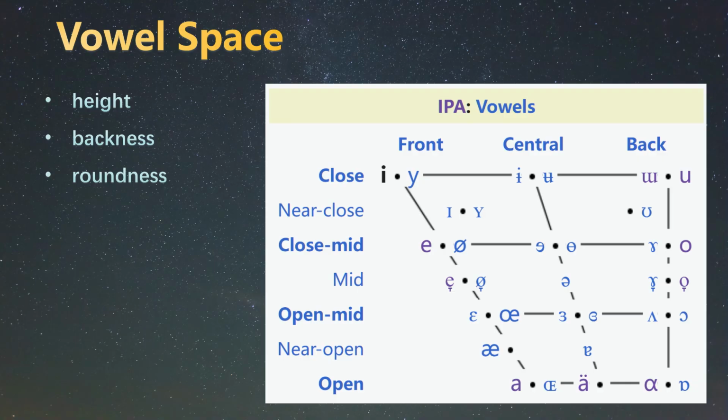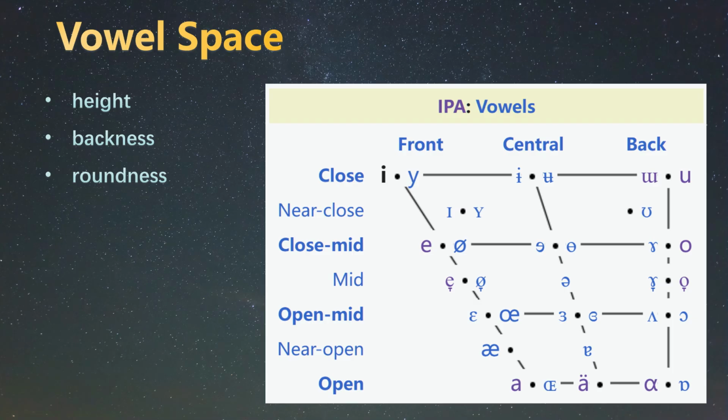Generally, 4 lines are used to distinguish levels of closure: close, mid, and open. The horizontal axis represents backness, indicating the front-back position of the tongue, from left to right, front, central, and back. Some of you may notice why there are 2 slanted lines on the vertical axis. Why does it form a trapezoid? This is because when the jaw opens wider, it simultaneously retracts inward. Thus, vowel space appears as a trapezoid.